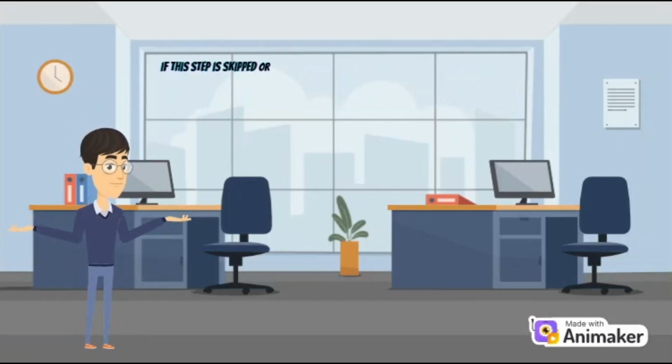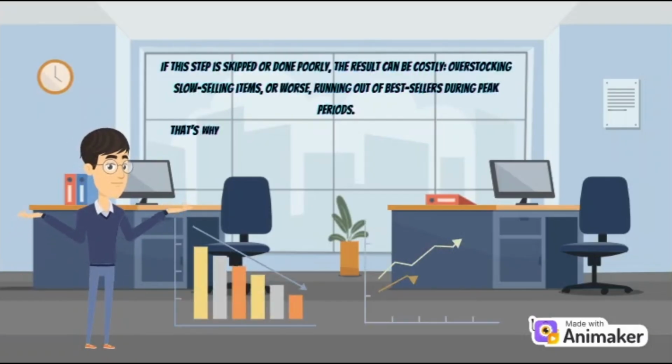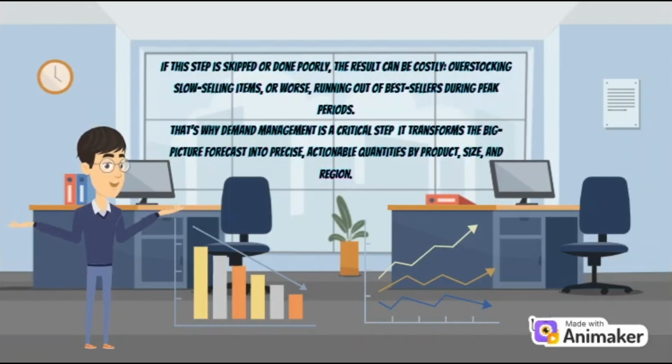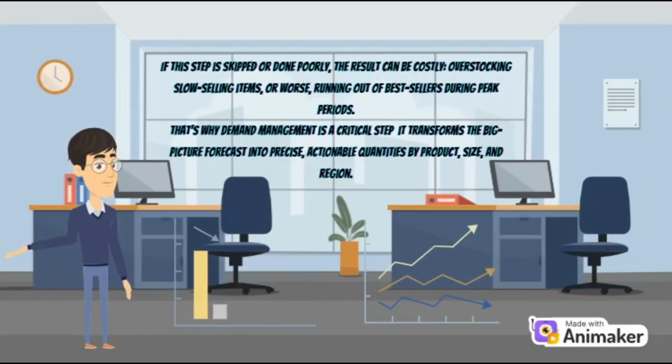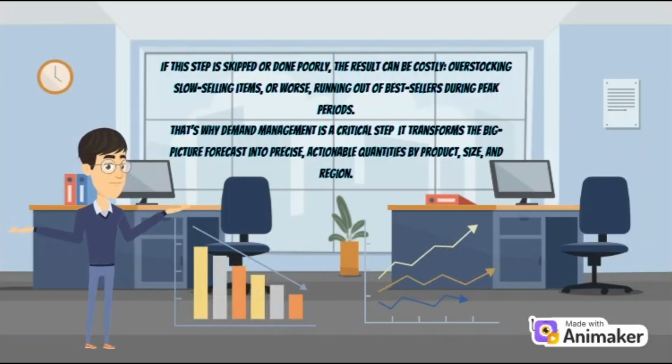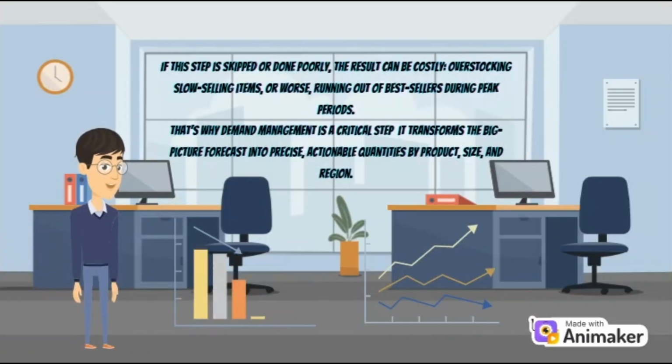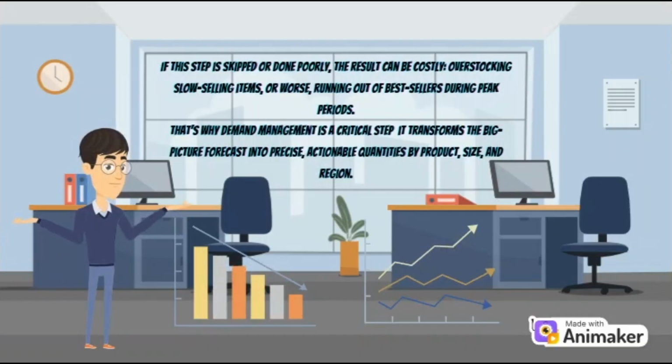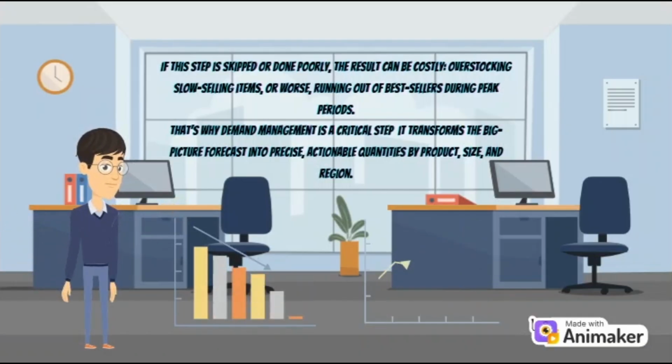If this step is skipped or done poorly, the result can be costly. Overstocking slow-selling items, or worse, running out of bestsellers during peak periods. That's why demand management is a critical step. It transforms the big-picture forecast into precise, actionable quantities by product, size, and region.